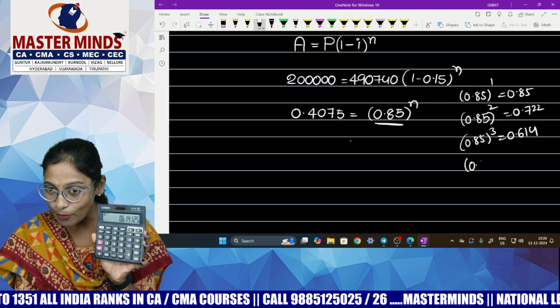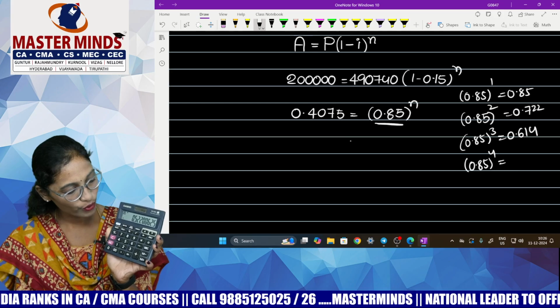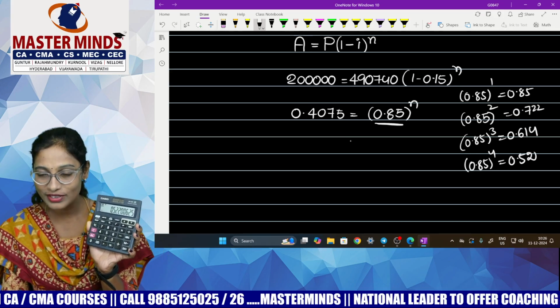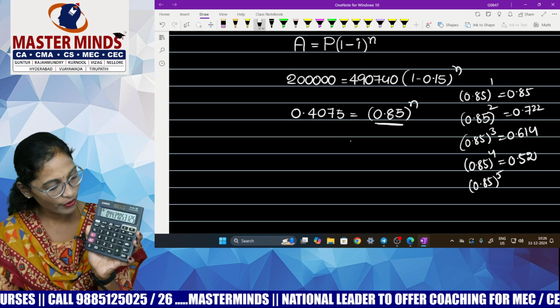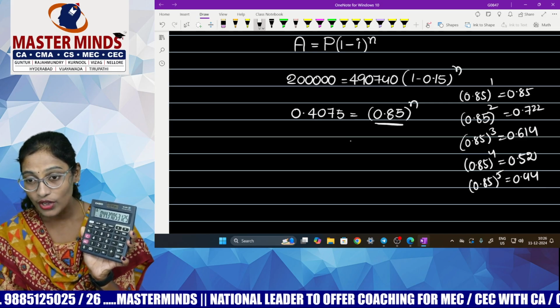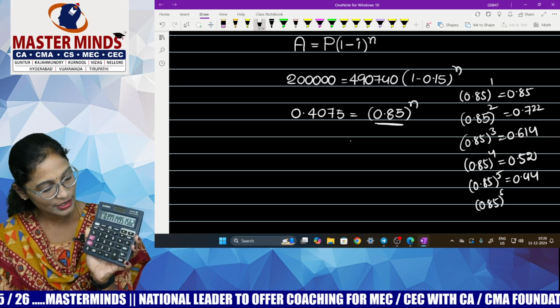Now 0.85 whole power 4. What is 0.85 whole power 4? 0.52. That is not even 52 that we need. We need 0.4075. What is 0.85 whole power 5? Whole power 5 is 0.44, but we need 0.40. Now 0.85 whole power 6. Tell me what is power 6?